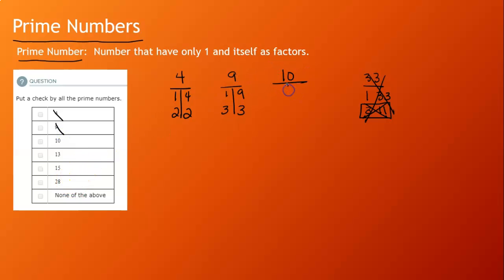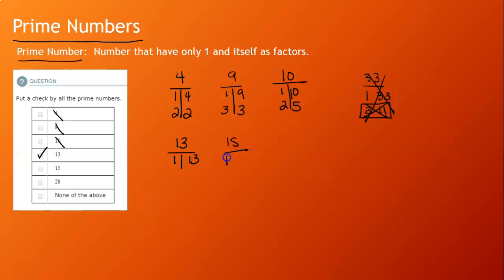Let's try 10, 1 and 10. Oops, 1 and 10, 2 and 5. So no, 10 is not a prime number. 13, 1 and 13. So if I go through the whole list, 13 divided by 2, 13 divided by 3, all the way back up to 13, there isn't anything else. That means 13 is prime, so I want to check that.